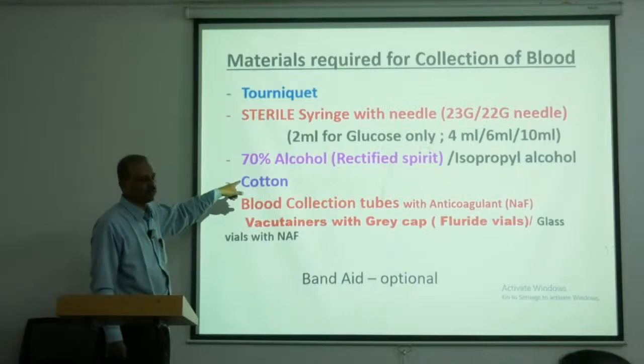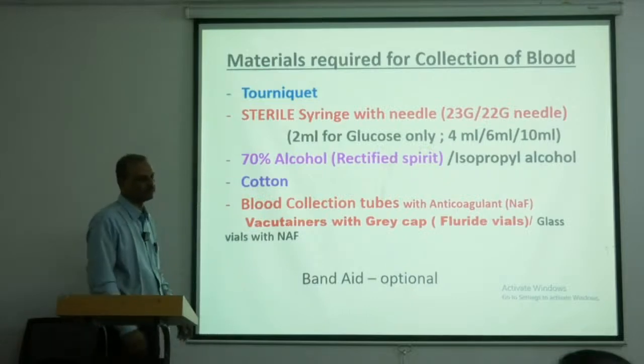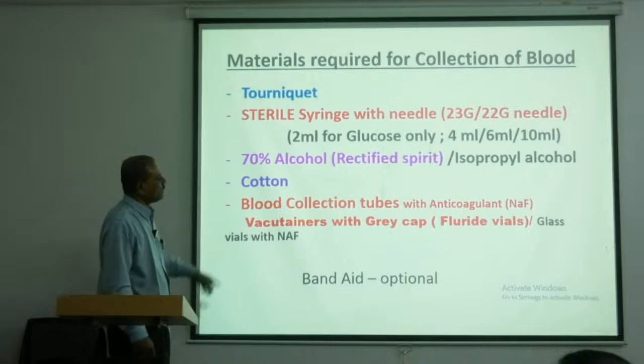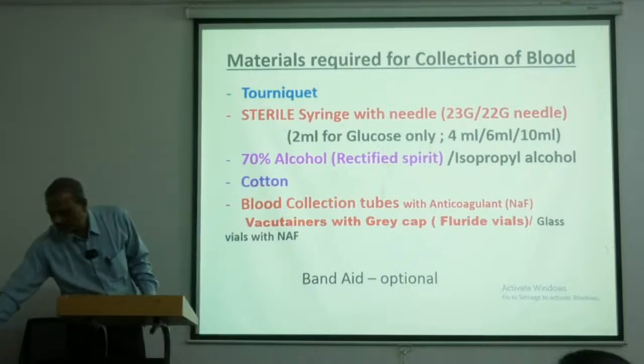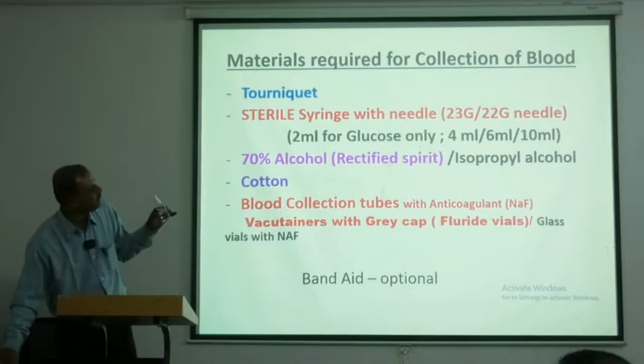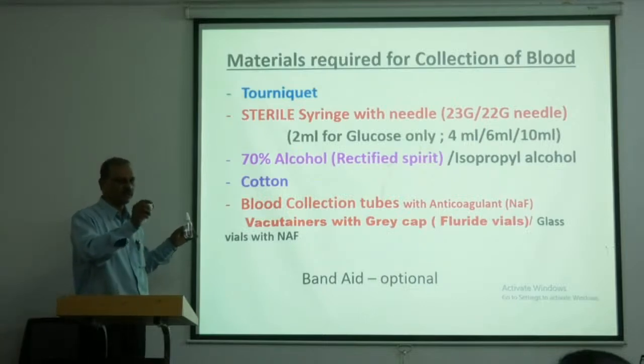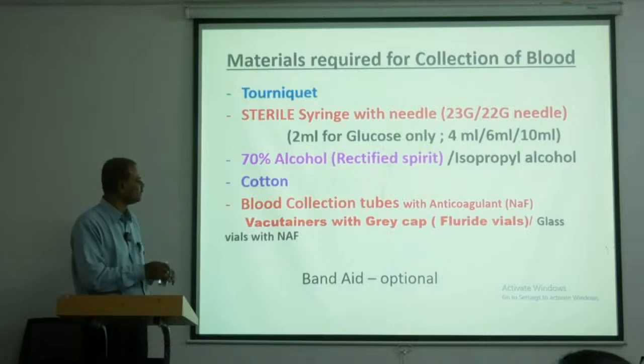70% alcohol is used as an antiseptic solution, not 100%. Or isopropyl alcohol if you cannot get it. Cotton will be required. This is alcohol, this is cotton. Nowadays, cotton soaked with alcohol is also available, small things that you can also use.